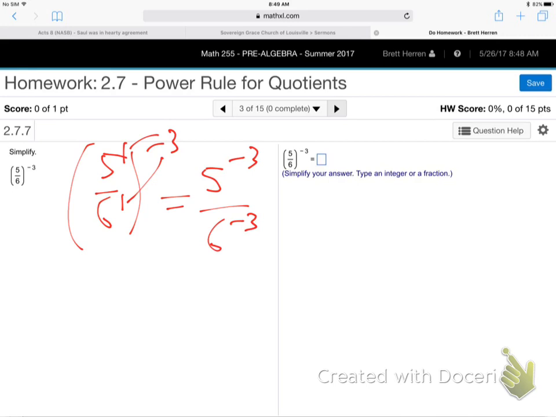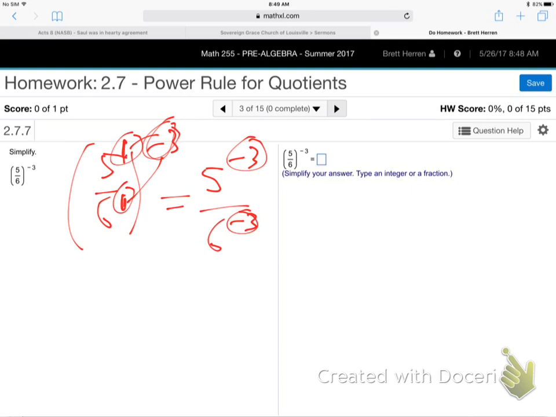So far, so good. Now, that's just powers outside multiplied by the invisible ones, right? Negative 3 times 1 is negative 3, and negative 3 times 1 is negative 3. So powers outside multiplied by invisible 1 powers inside.